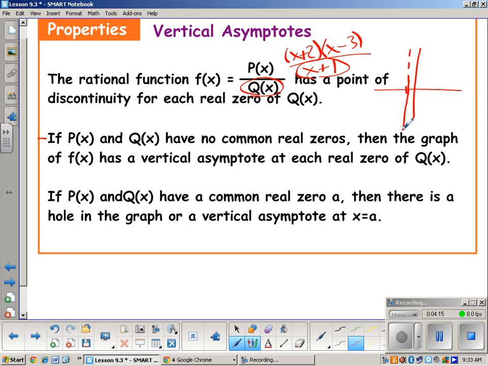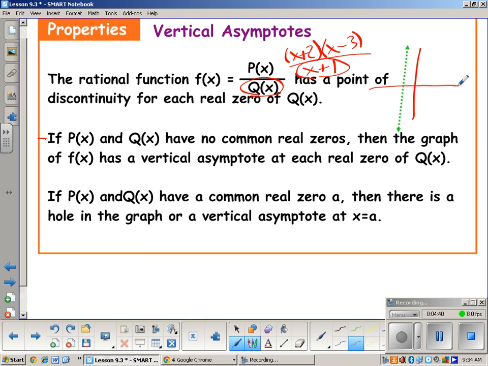that didn't work out so well. Let me do this, it'll be easier. At negative 1, we're going to have a vertical asymptote. Okay? So if the top and bottom have no common zeros, the bottom is going to have a vertical asymptote. All right? Now the next one.